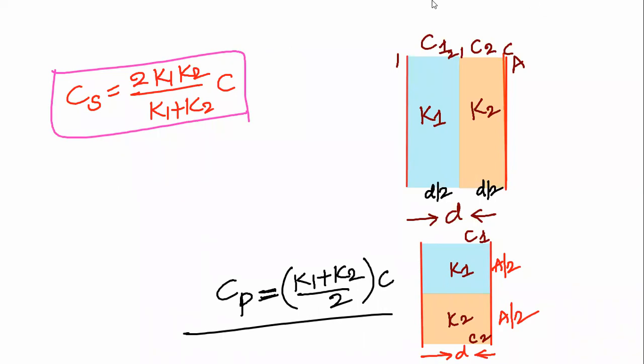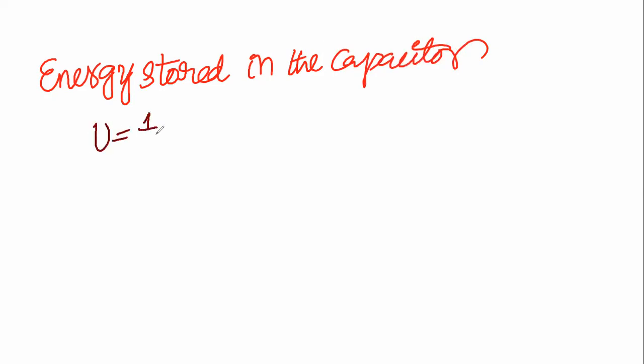This is the energy stored in the capacitor. Whenever work is done to store charge in it, energy is needed to store that charge. Energy stored in the capacitor: U is equal to half CV square.